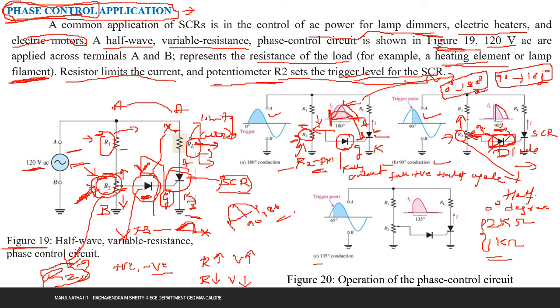And potentiometer resistance position. Just observe the potentiometer resistance position here. Okay, so we'll understand what is that 0 to 180 degree and 90 to 180 degree condition. Now, for a better understanding, we'll take one more example here.